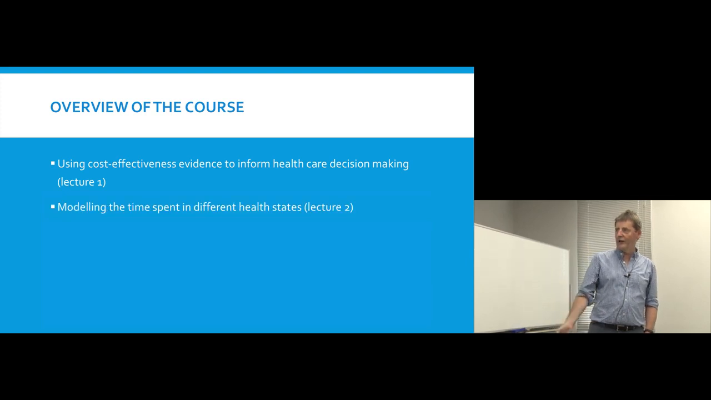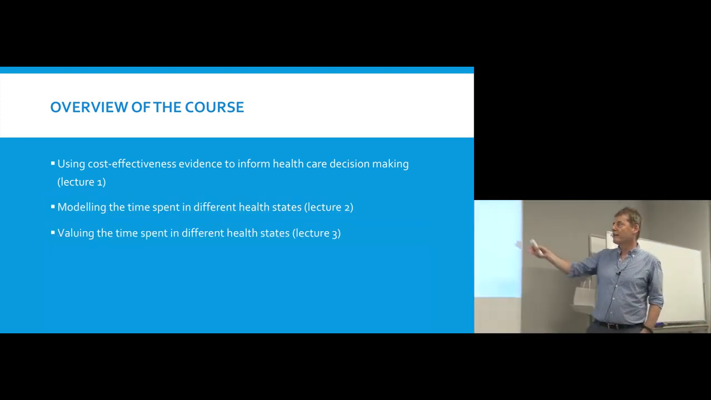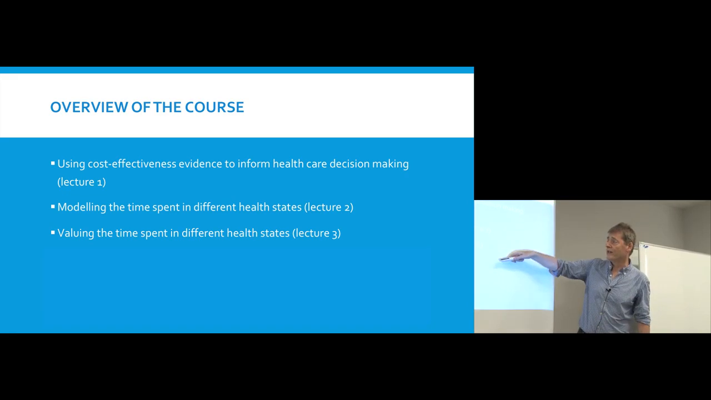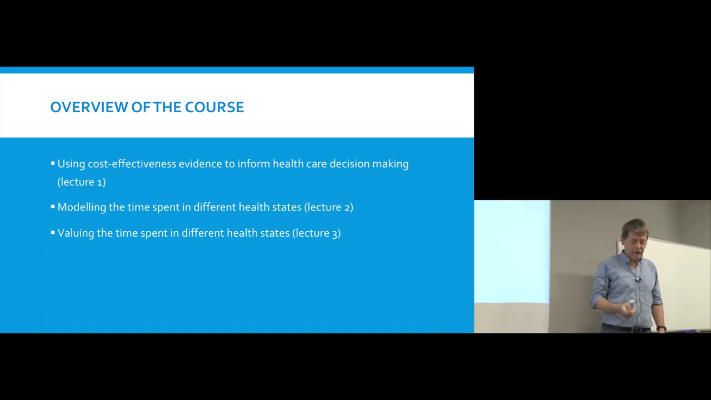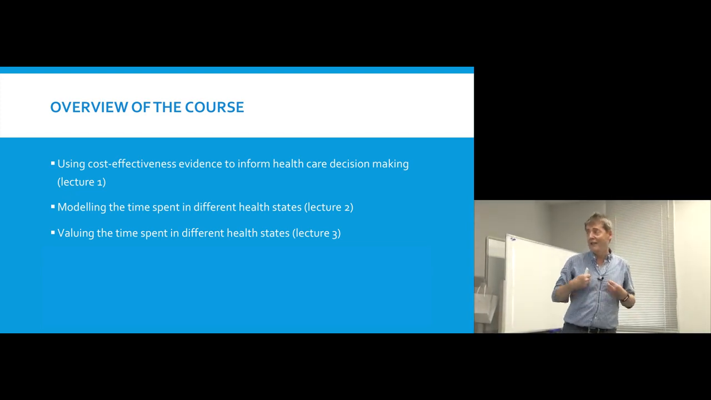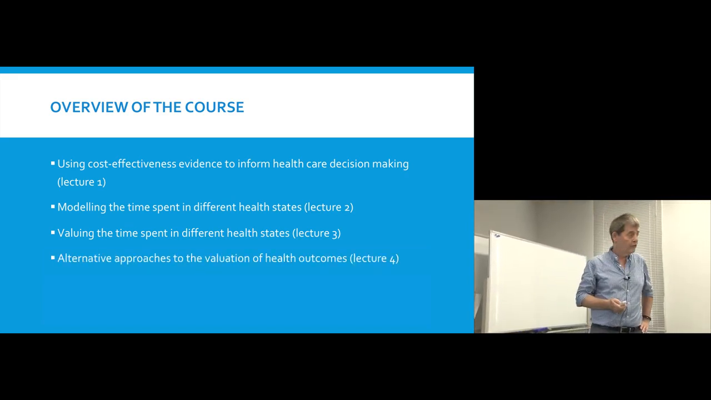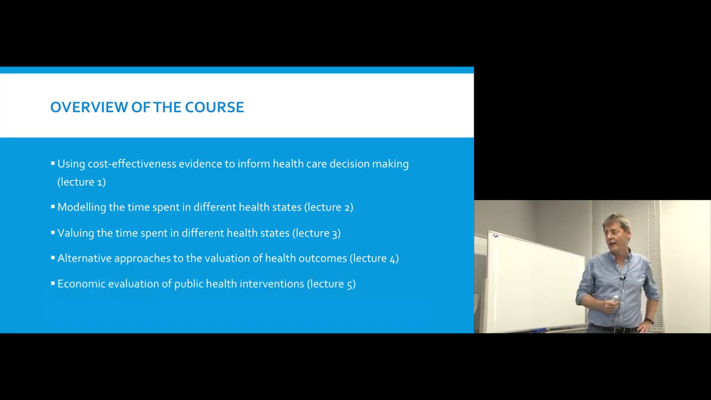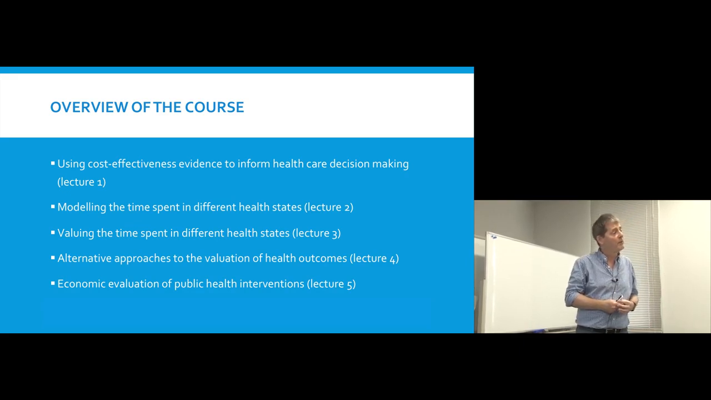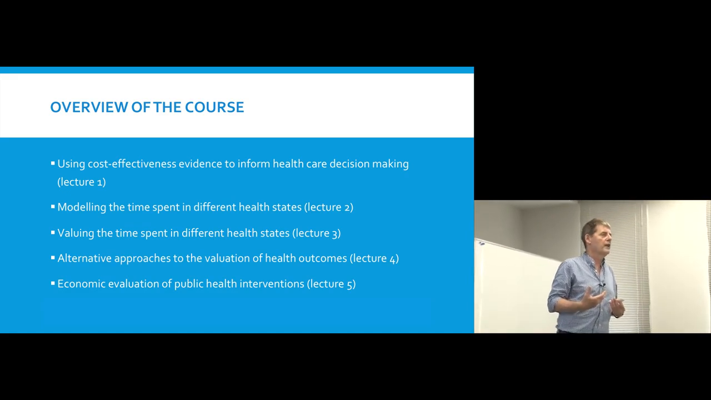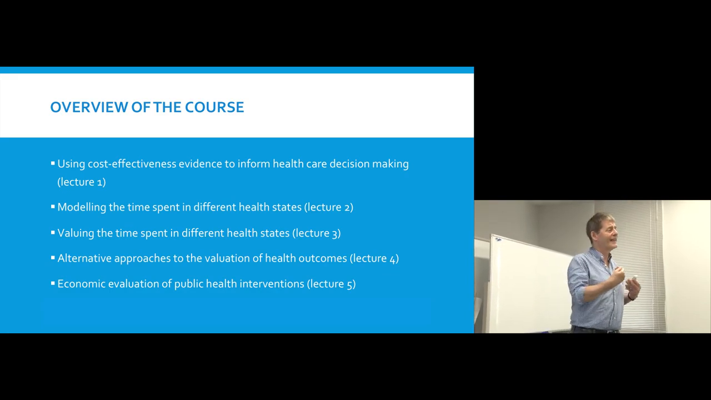Yeah, so this is just a quick run through. These are the lectures. So, as I say, I'll introduce this dominant approach of looking at the cost per QALY gained. And in order to calculate our QALYs, we have to be able to model the time individuals spend in different health states. And then we need to be able to value that time that they're spending in different health states. I'll look at alternative approaches to valuing health outcomes in Lecture 4. And in Lecture 5, I'm going to keep with economic evaluation, but move it more into the area of public health interventions and look at particular issues raised when we're looking at public health interventions, as opposed to perhaps interventions such as many drug treatments which are directed at the individual.